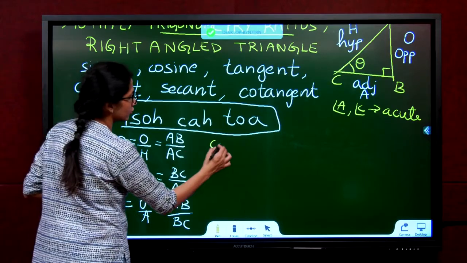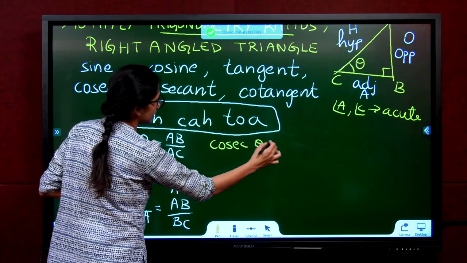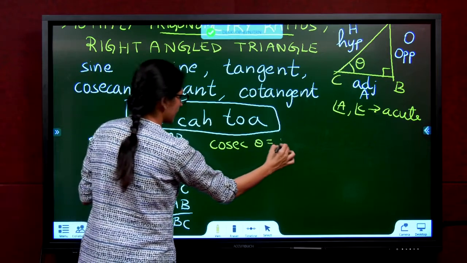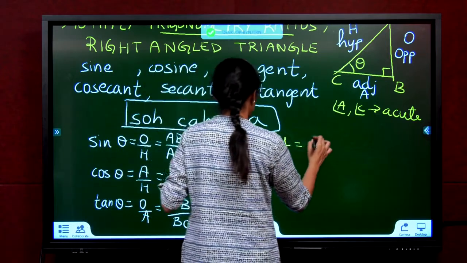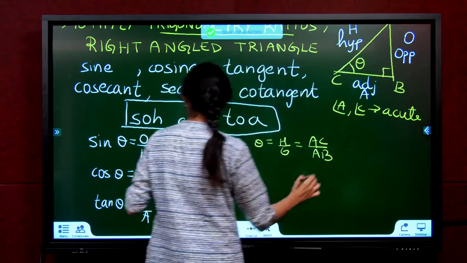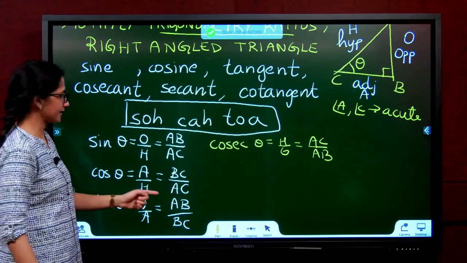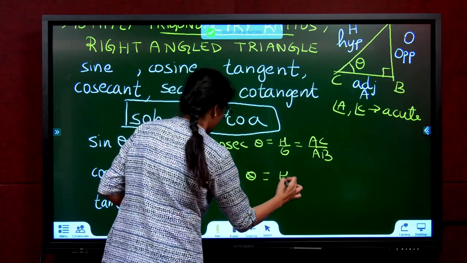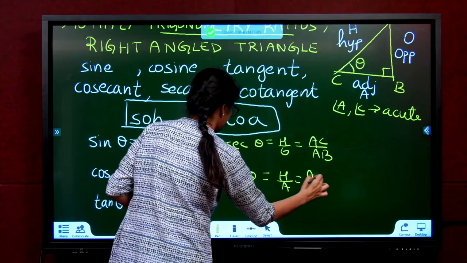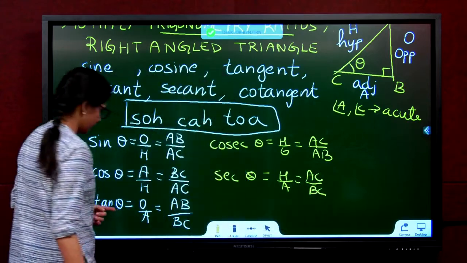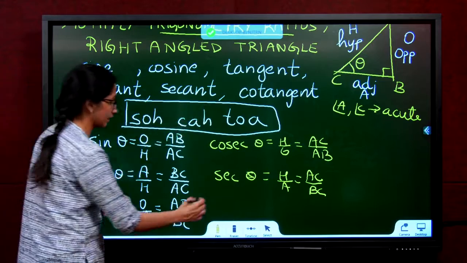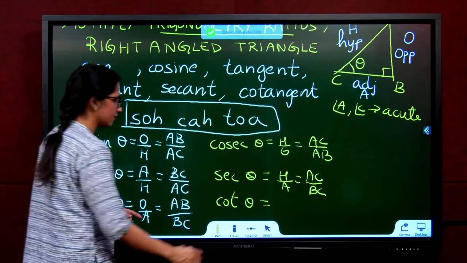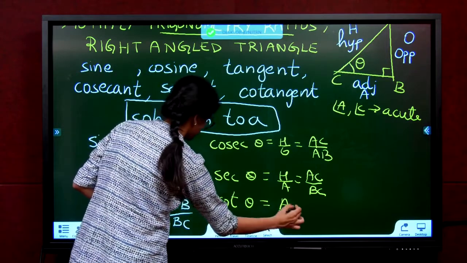Cosecant, you call it as cosec theta. It is ulta of sine. It's the reciprocal of sine. So it will be hypotenuse by opposite. Just copy this. AC by AB. Next, cos theta has the secant. Secant theta, hypotenuse by adjacent. AC by BC. Tan theta has cotangent. So you just call cot theta, short form. Cot theta, adjacent by opposite.